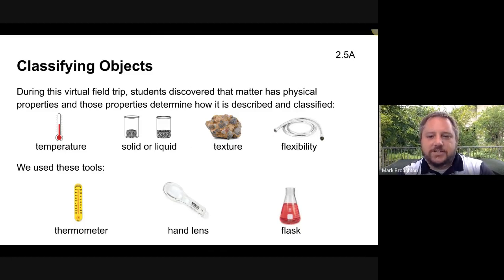And we learned about textures. There is hard and soft, rough and smooth, and coarse and fine, which are your six major textures that you need to know. We also explored flexibility. If something is flexible, that means it's able to bend without breaking. If it cannot bend or it breaks easily, then it is rigid.